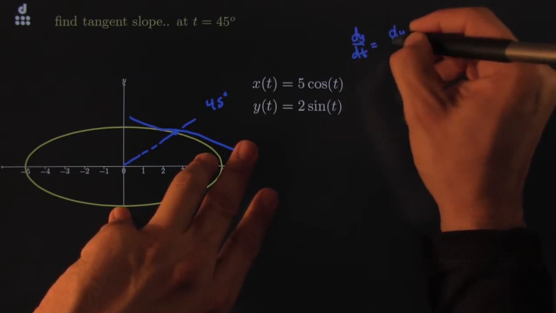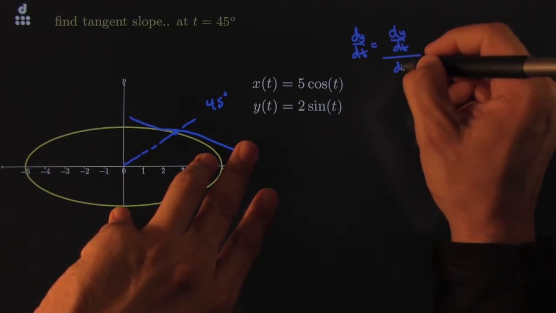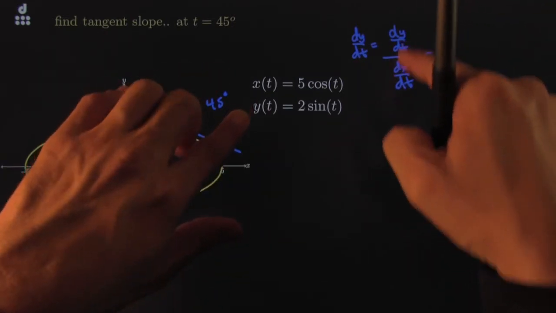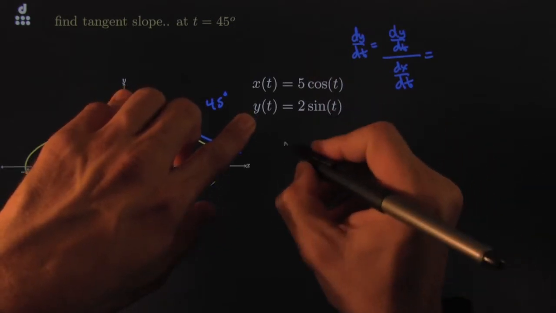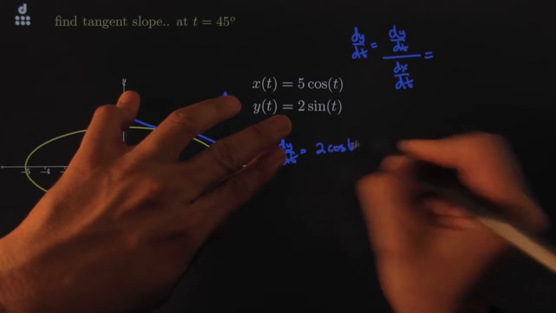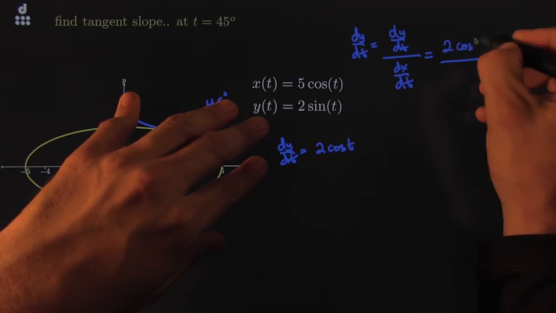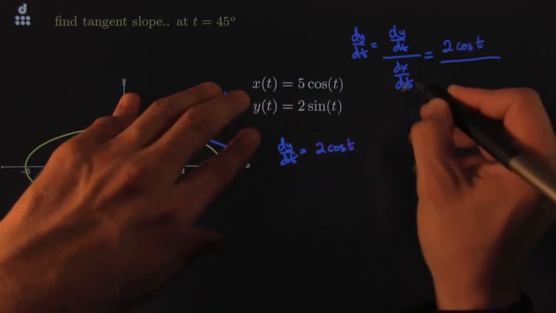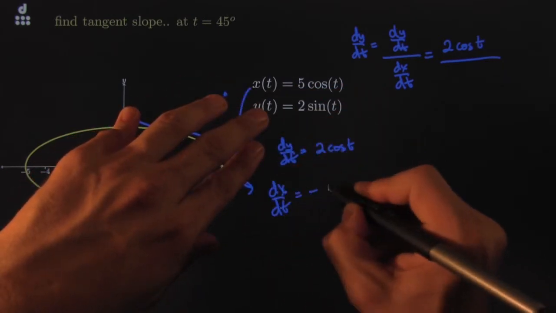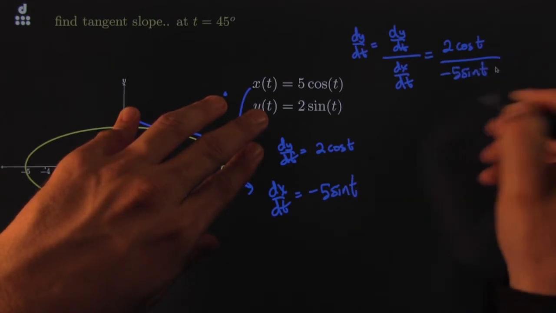We observe the trick is to write it as dy/dt over dx/dt. To get dy/dt, I look at the y-t relationship. dy/dt would be equal to 2 times cosine t. So that's what goes on top, 2 times cosine t. To look at the dx/dt differential, I would look at this relationship and I get that dx/dt is equal to negative 5 sine t.